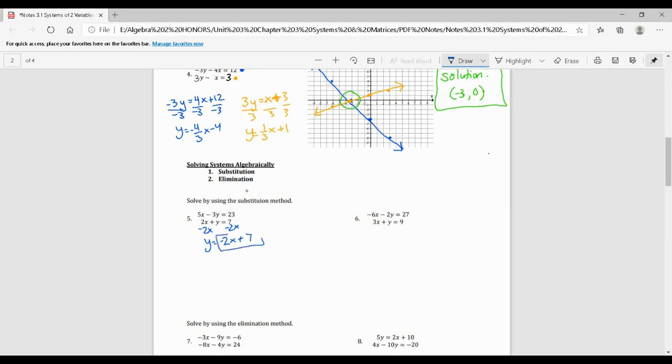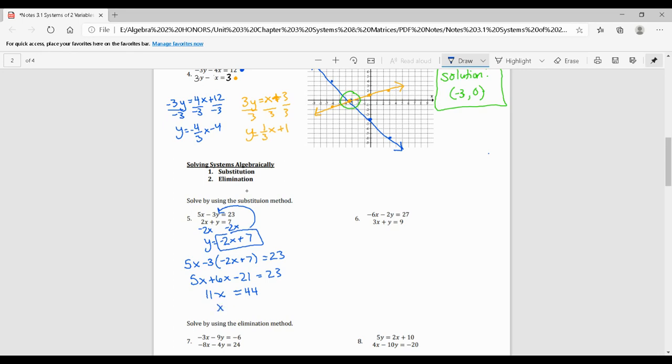I am now going to substitute that into the other equation. Do not put it back into the same equation. Make sure to substitute it into the second equation. So now I substitute that in for y, and I will solve. So we have 5x, make sure to distribute, plus 6x minus 21 equals 23. This will give us 11x equals 44.